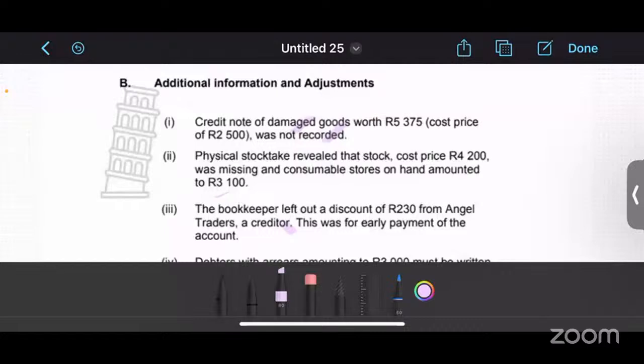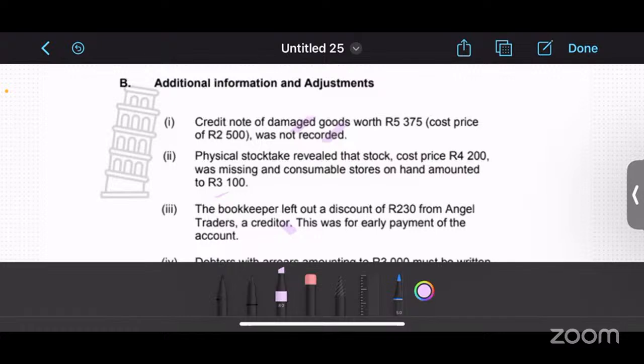Okay. Umpile? Yes, ma'am. Umpile, what do they mean here? So they provided a credit note of damaged goods worth 5,375, and then the cost price was 2.5, but it was not recorded. Yes, I need you to explain to me what they mean by that. What's happening?